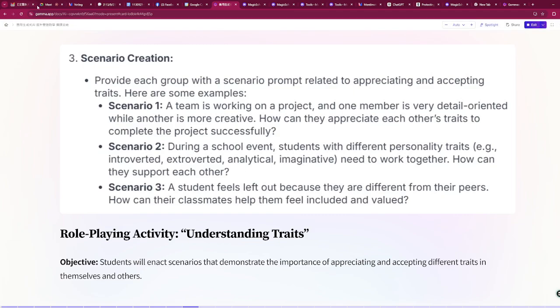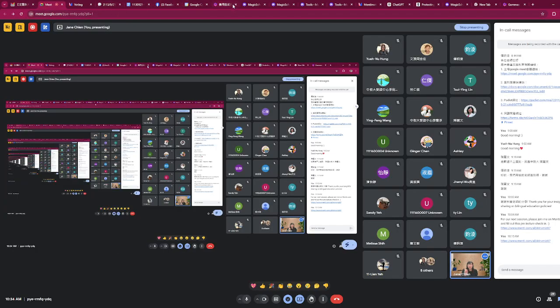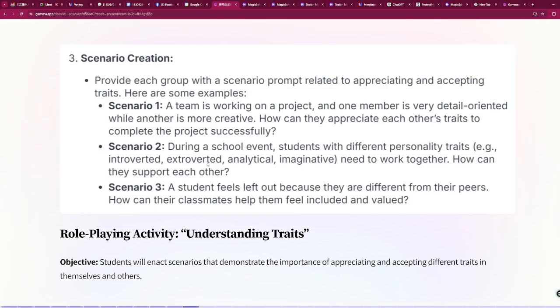And actually, I went to one of the schools, and I observed that this is practical for 综合课, because the teacher had students role play on different topics for each group, and each student only had one line, to say out that one line in English, so that students would be familiar with that scenario. So role-playing activity, understanding traits.